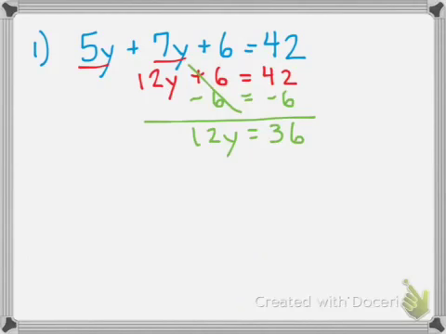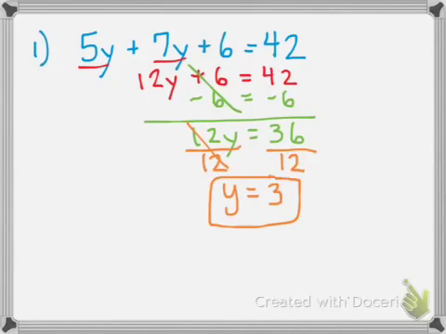Again, I want to isolate y, so I have to divide by the coefficient. This is step 3. Either multiply or divide, so I know I'm going to divide because it's 12 times y. The opposite of multiplying is dividing, so divide by the coefficient. I get y equals 36 divided by 12, I know is 3. So for number 1, you should have gotten y equals 3.